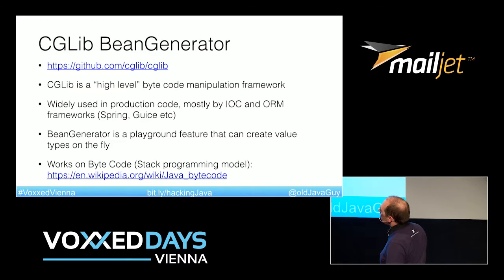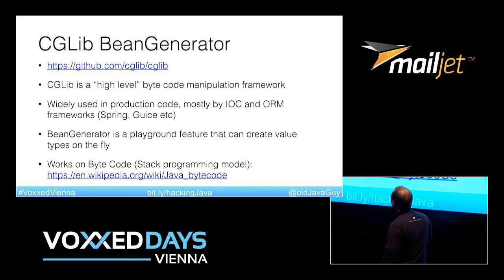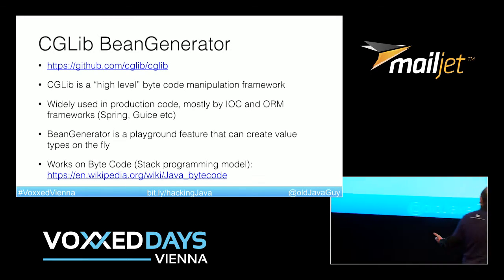So cglib is a framework that is used by frameworks like Spring that need to do more instrumentation than reflection lets you do, and in a more effective way. So generating methods on the fly, etc. And in cglib, there exists a playground feature which is called a bean generator, which is just an API that you pass in basically a map from string to type, and it will generate properties on the fly. So it will generate field getter and setter on the fly.